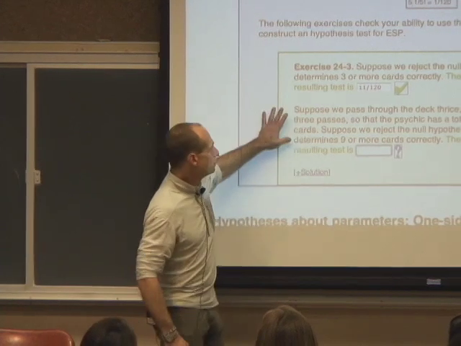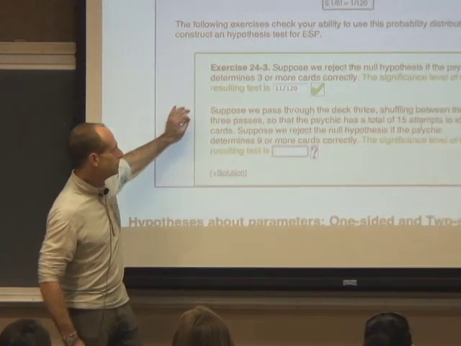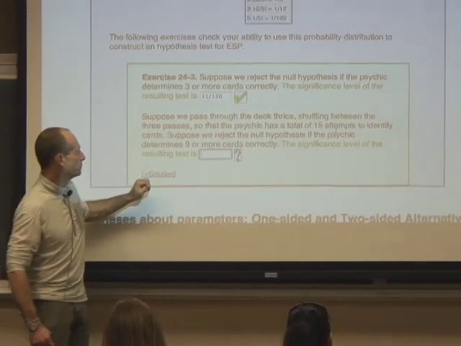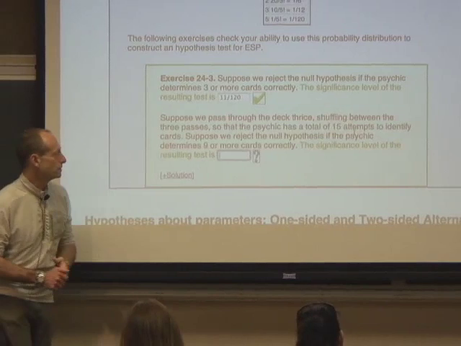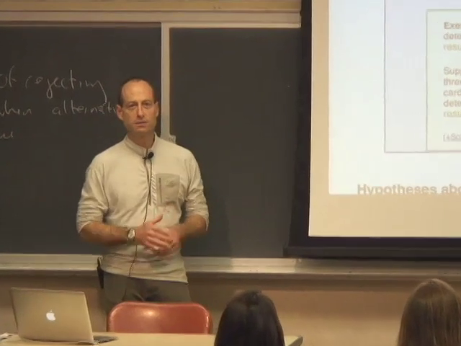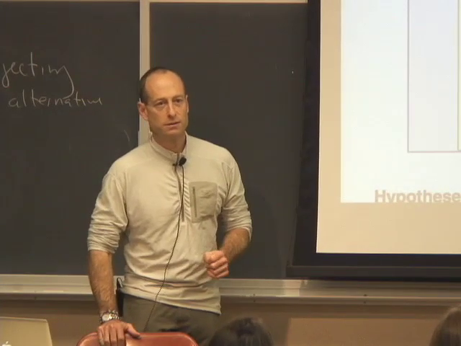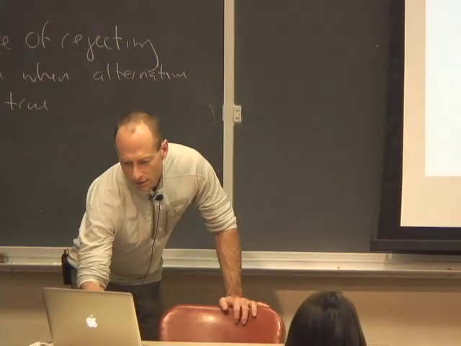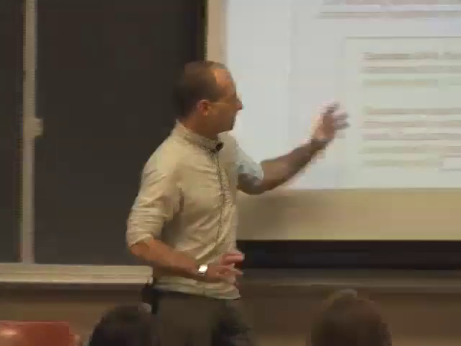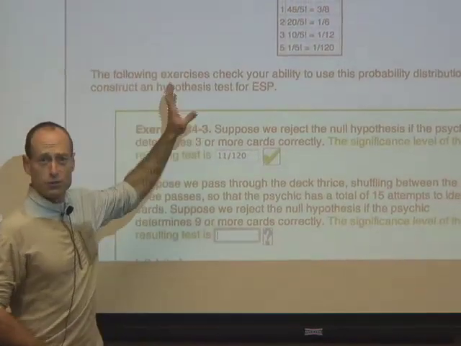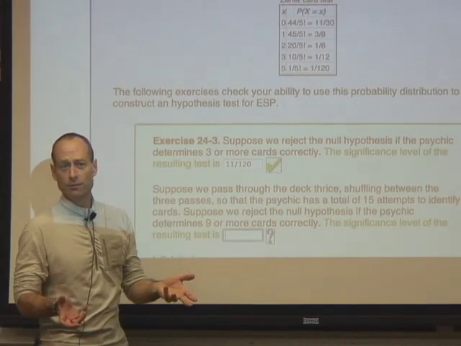So let's suppose that we go through the deck 3 times, and we're going to reject the null hypothesis if she gets 9 or more hits. What's the significance level of that test? How do we go about doing that? Okay, so all the ways that she can get 9 or more on 3 passes through. The passes through the deck are independent, right? We're shuffling each time.